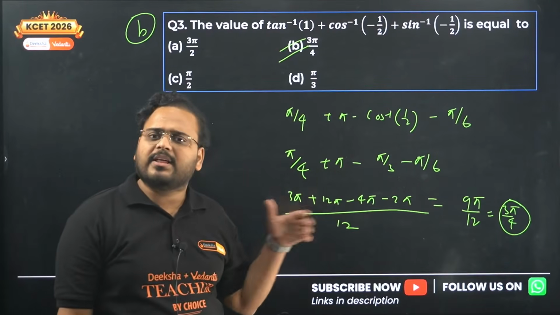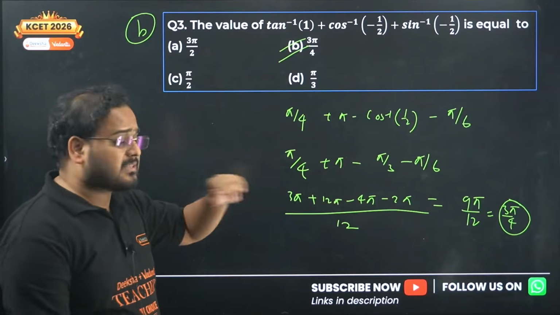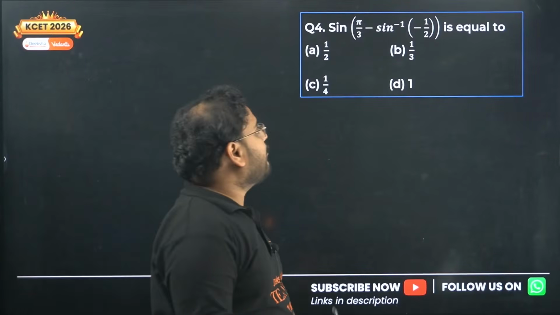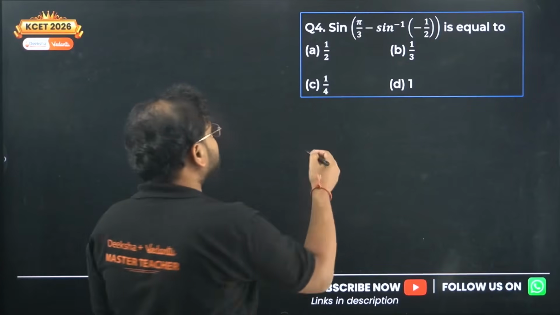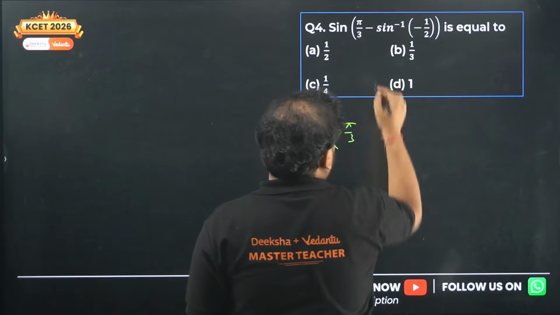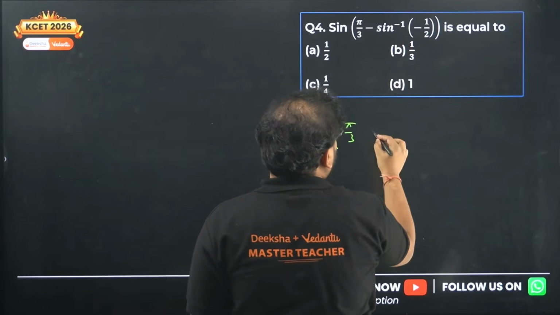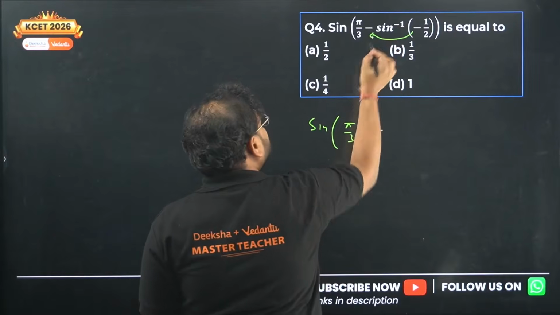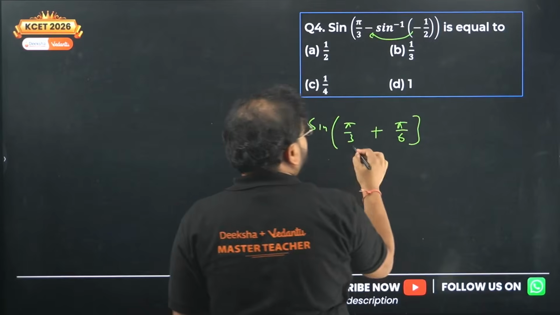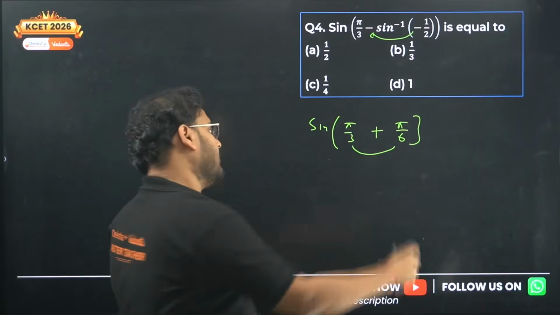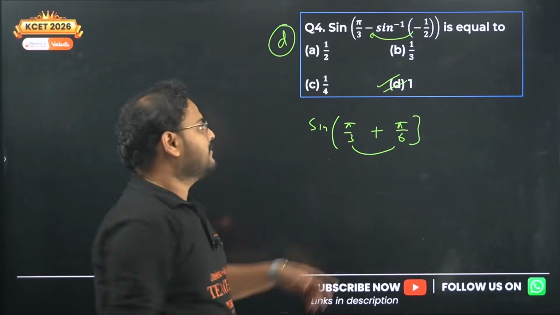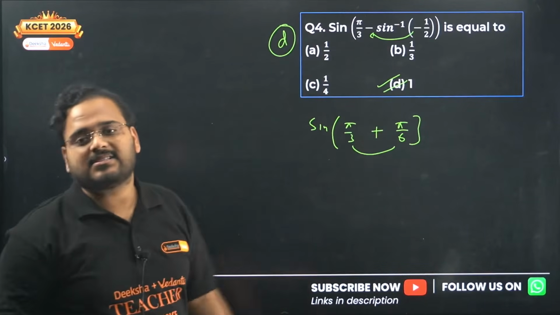If you're not getting it, do your own calculation. If you have a doubt, ask me in the comment section. Okay, fourth one, sine of pi by 3 minus sine inverse of minus 1 by 2. We can solve it again, very simple. Sine pi by 3 as it is, take the formula of sine inverse of a minus value, it will become minus of minus, so plus sine inverse of 1 by 2, which is pi by 6. 30 plus 60 is 90, sine 90 is 1, so option D.